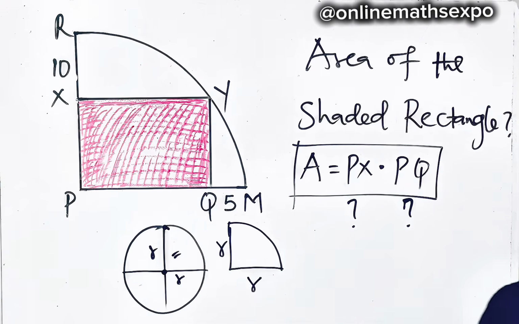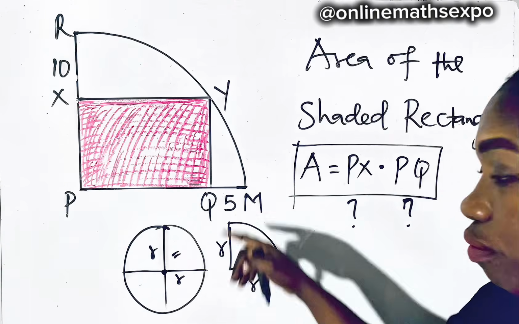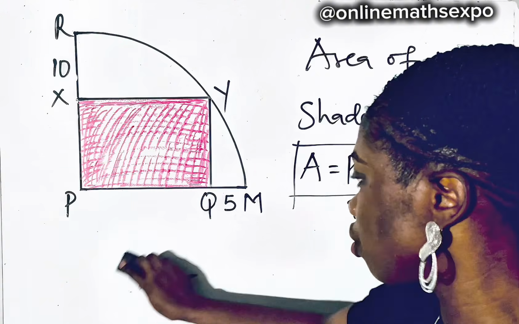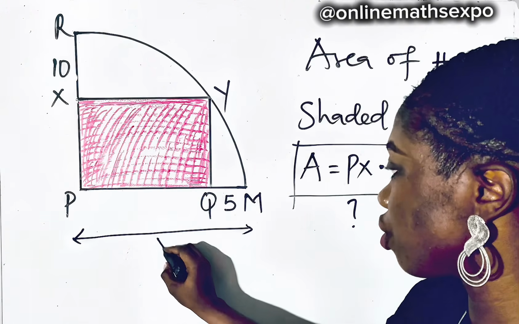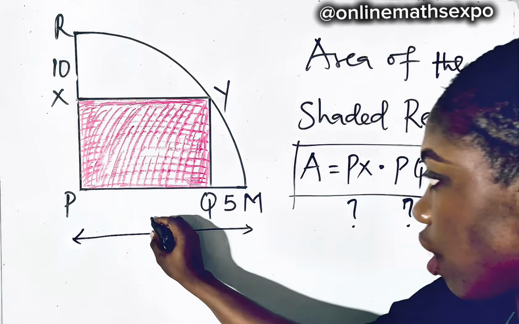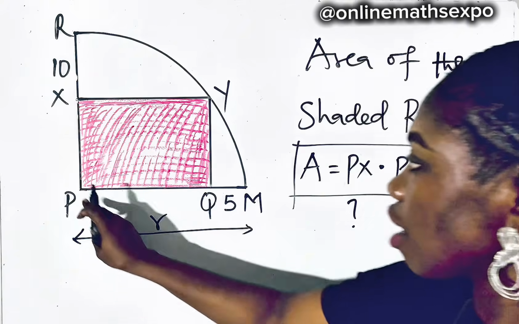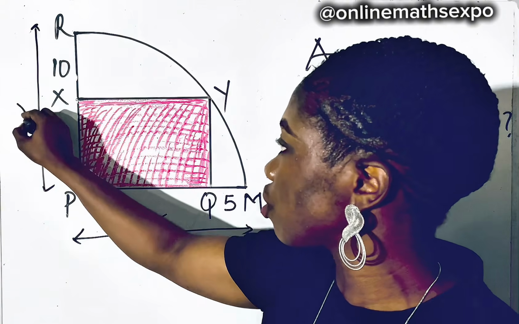Now applying it here, you observe that this length PM, the whole of this length PM, is the radius of this quarter circle. So in that case, this length PM is giving us the radius, so we have it as R. You can write it up here. Now, what other things should we identify? The same happens to length PR. This whole length is also the radius.